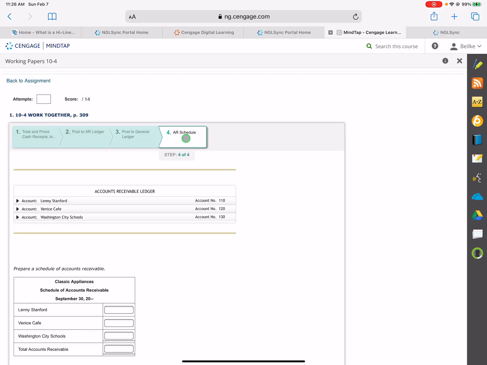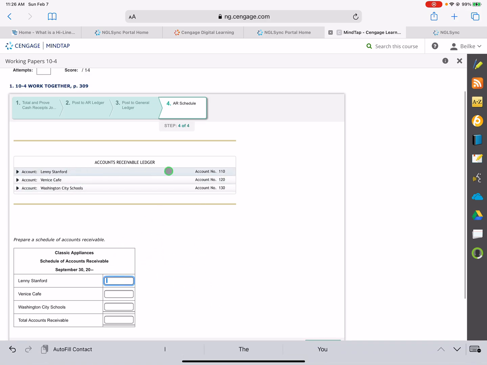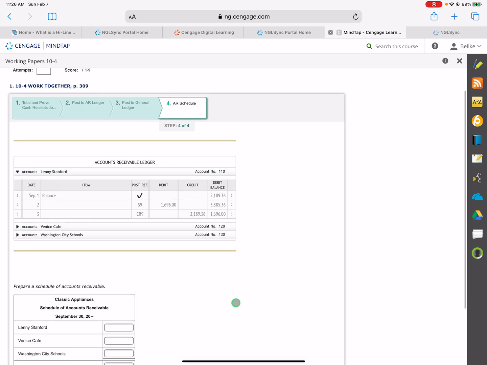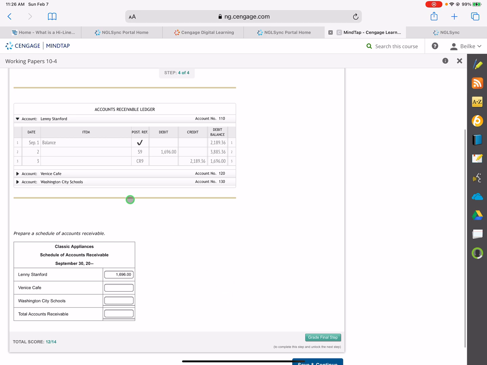So our schedule of accounts receivable, it says prepare schedule of accounts receivable. So we're going to fill in the numbers. Lenny Stanford, as soon as we have posted everything, we came up with $1,696 for him. Okay, remember on our schedule of accounts receivable, anytime we do a financial paper, the name of the business, the name of the report, and then the date.